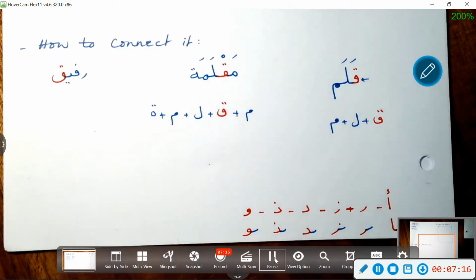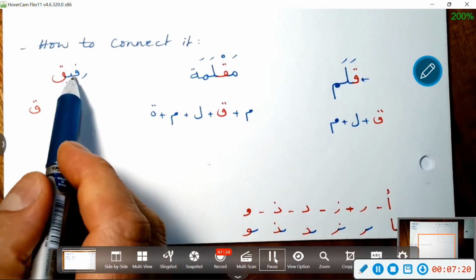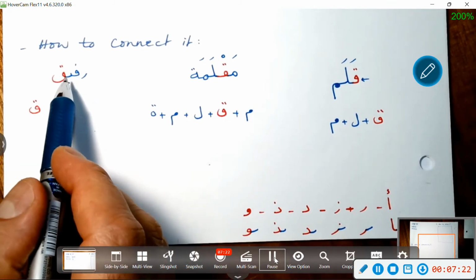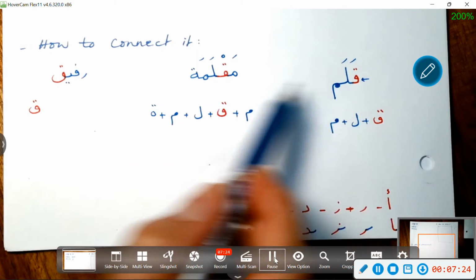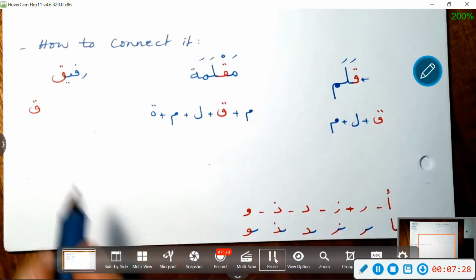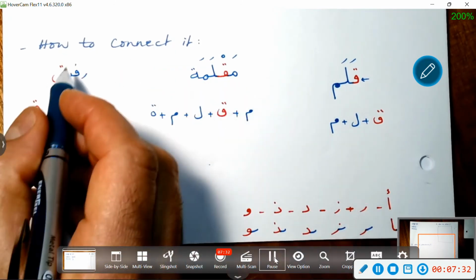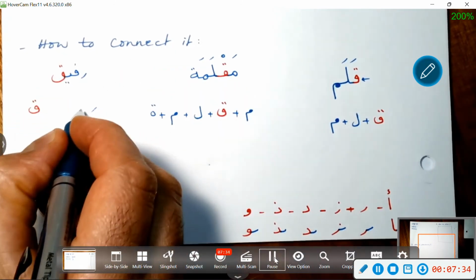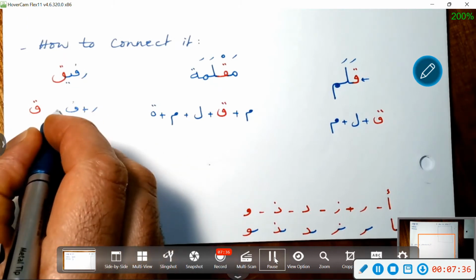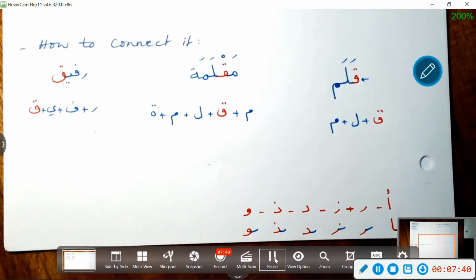So now, whenever the Fa or the Qaaf comes either in the beginning of the word or after non-connecting letters, we write it with the neck. So when it's not connected from the right side, we write it like that. Fa, Ya, plus Qaaf. Rafiq. Now Rafiq means a companion.